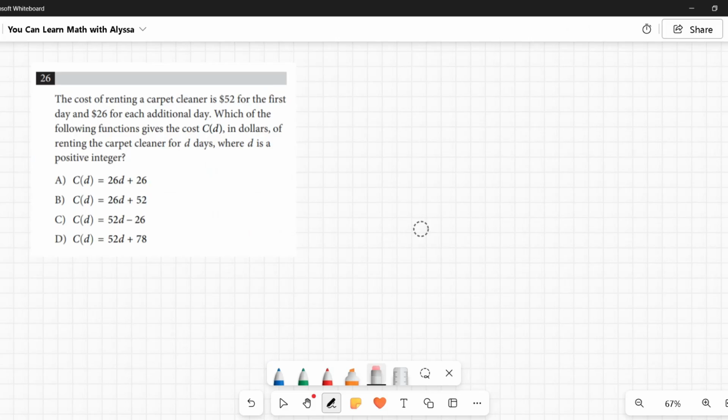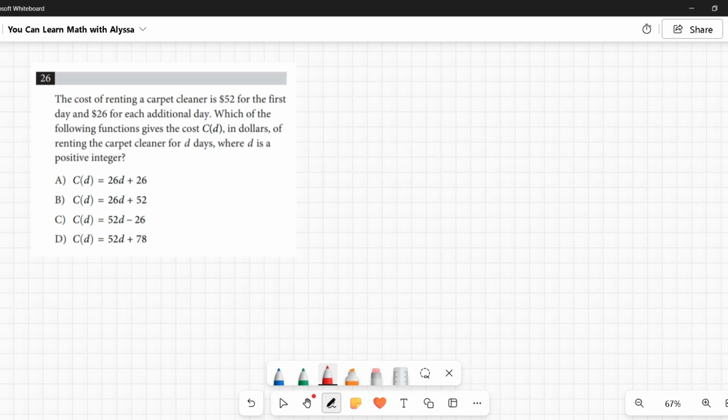Number 26: the cost of renting a carpet cleaner is $52 for the first day and $26 for each additional day. Which of the following functions gives the cost C of D in dollars of renting the carpet cleaner for D days, where D is a positive integer? Not gonna lie, when I first saw this, I thought they had made a mistake in their answers. I was like, oh, someone made a boo-boo. They did not. There's a little trick to this one.